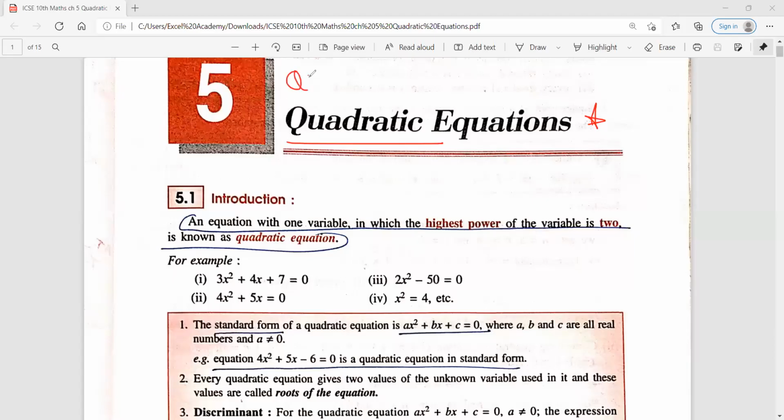Quadratic. Quadra actually means quadros. Quadra means square.